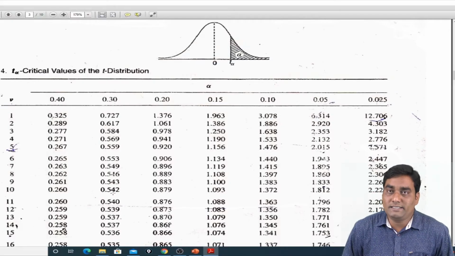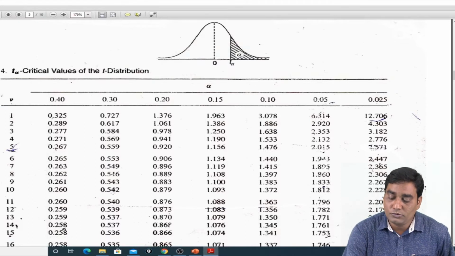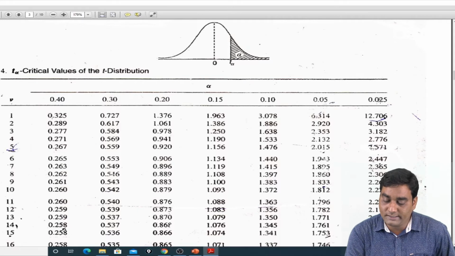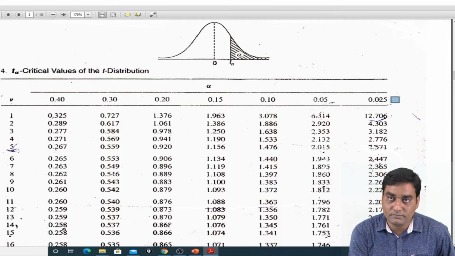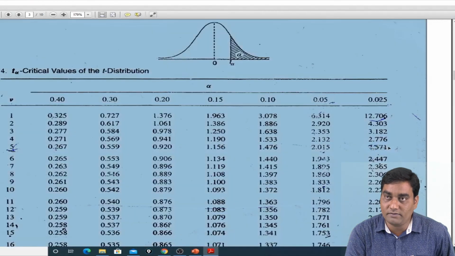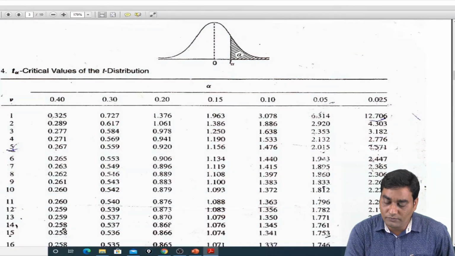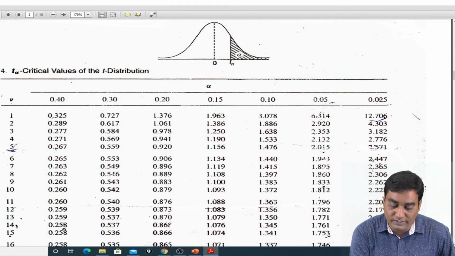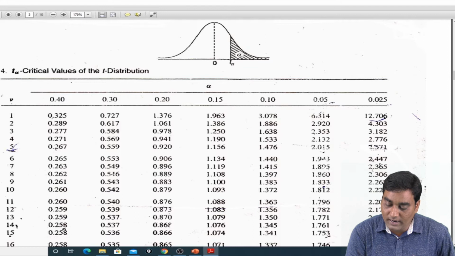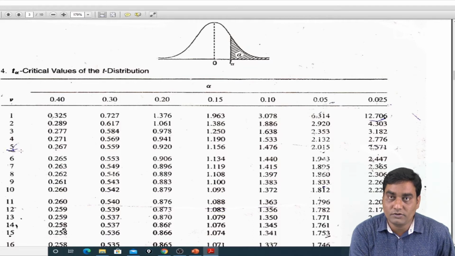This is the t distribution table. We require which value? t 0.025. This is 0.025, t 0.025 at 5 degrees of freedom. This is the 5 degrees of freedom. The corresponding value is 2.571. This is t alpha by 2 at 5 degrees of freedom.